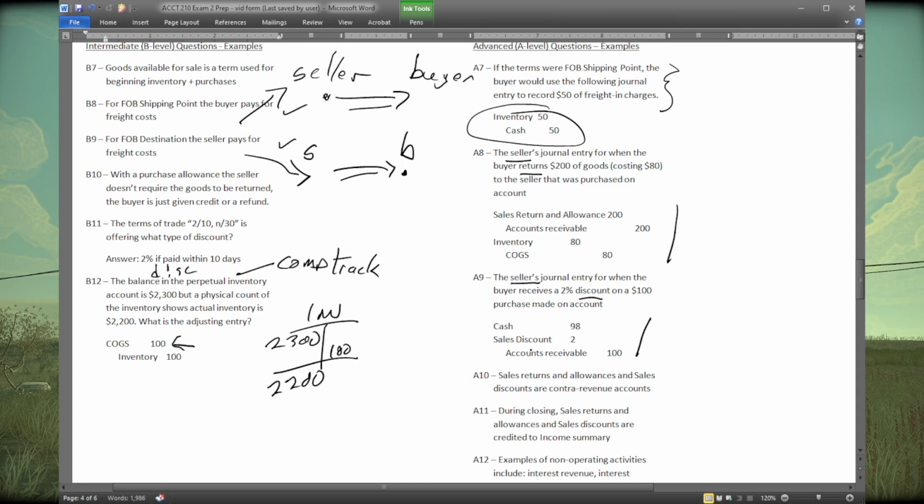So here in the seller's discount, we actually do use the word discount because we're not reducing inventory. We're reducing the revenue, right? And here we have to actually take back some inventory. So that's why these are A-level questions.